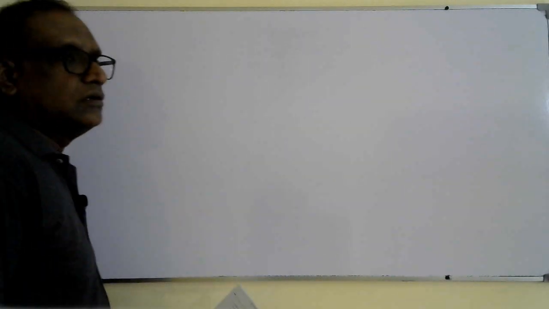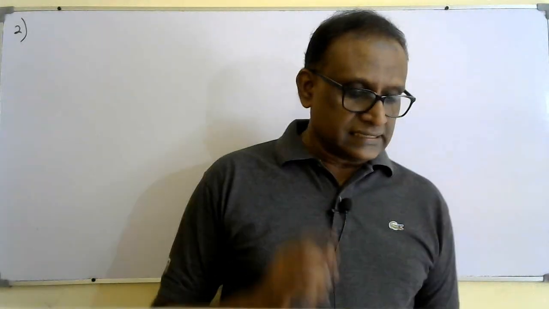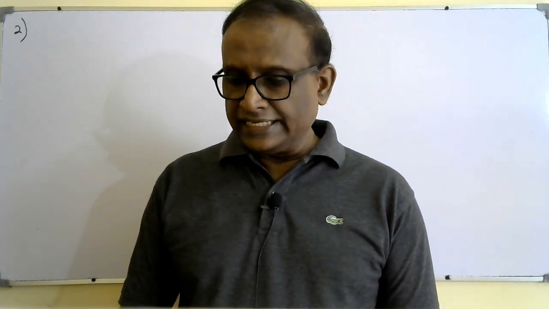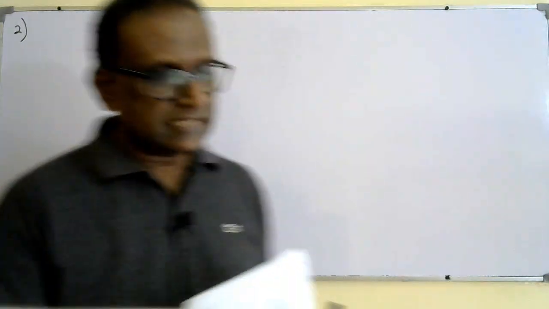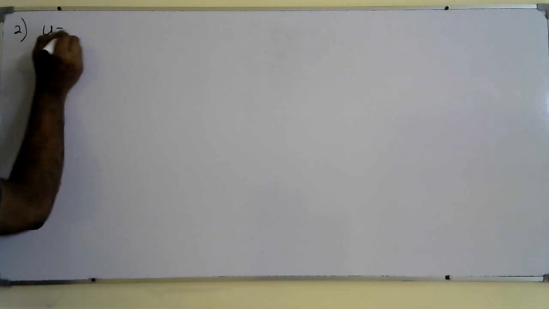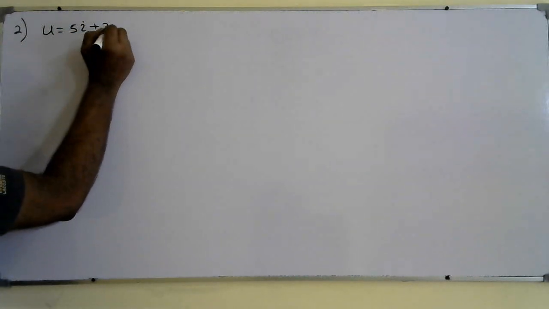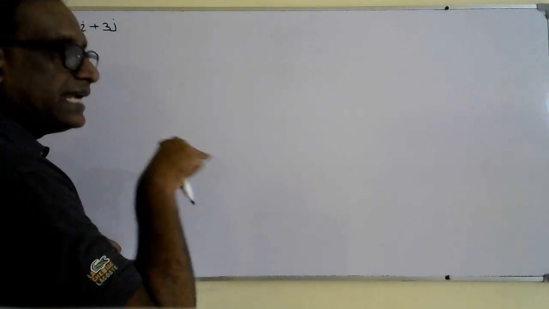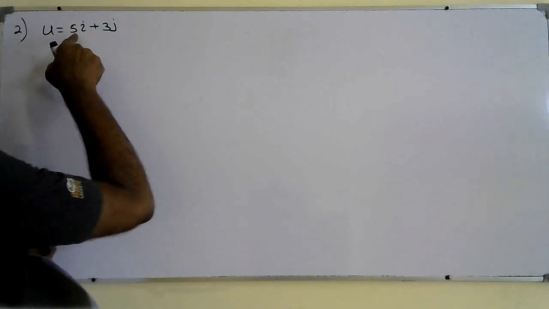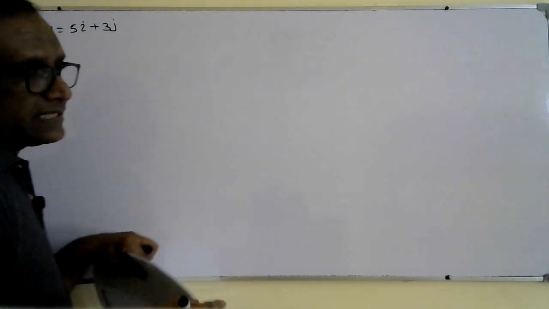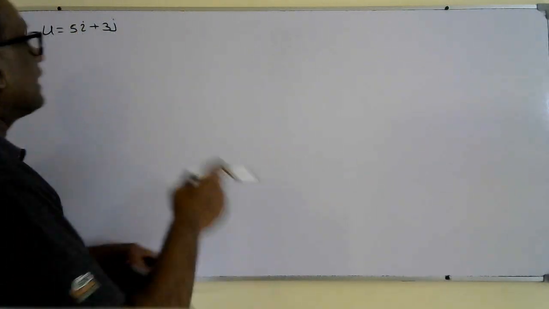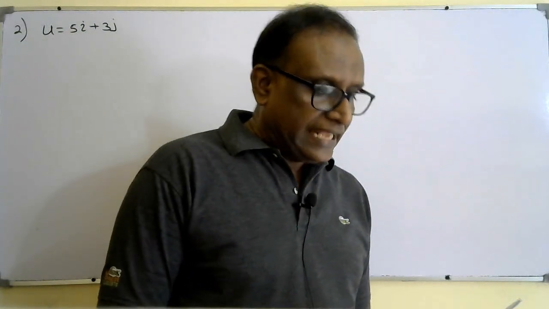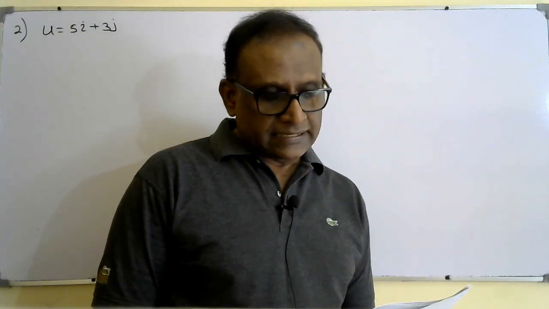Okay, question number 2 on vectors. A particle of mass 0.5 kilogram is moving with velocity 5i plus 3j. So the velocity is given as 5i plus 3j. That means the component of the velocity along the i direction, the unit vector i being taken along the positive x direction, is 5. The unit vector j is taken along the positive y direction, and that component is 3.